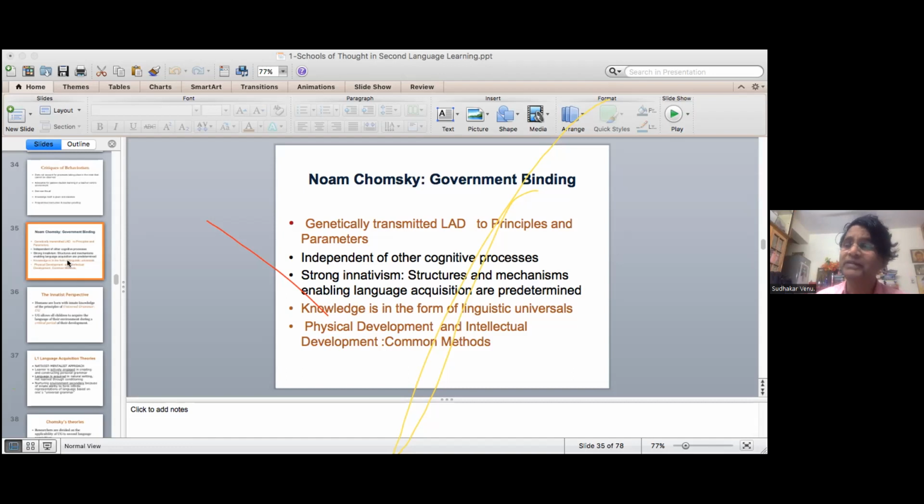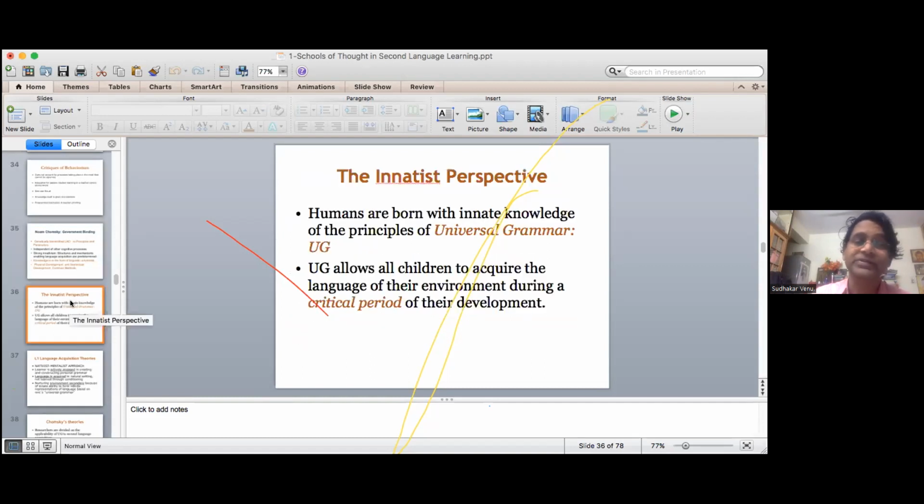Knowledge is in the form of linguistic universals. Please try to understand this word. There are universal linguistic principles which are endowed, which are there in the language acquisition device. That is the reason children can learn n number of languages before they attain the age of 7. These are very important departures from the classical theories of language.